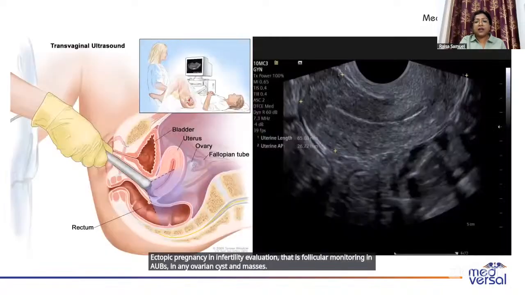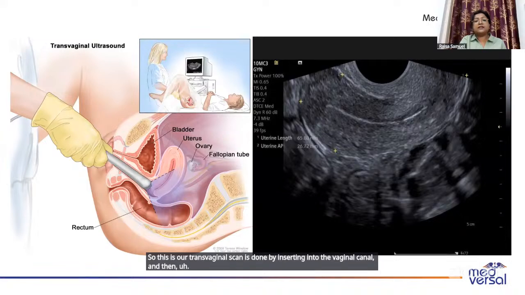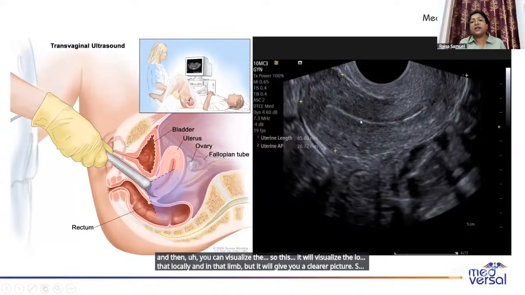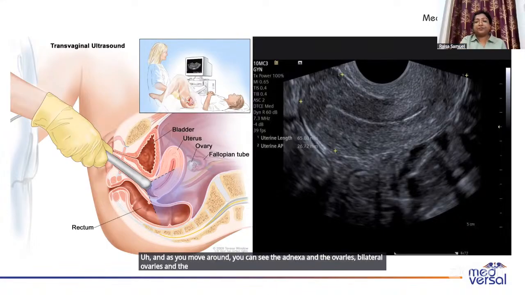So this is how a transvaginal scan is done, by inserting the probe into the vaginal canal, and then you can visualize locally, and it will give you a clearer picture. So here you can see very clearly the uterus, and as you move around you can see the adnexa and the ovaries, bilateral ovaries and the adnexa.